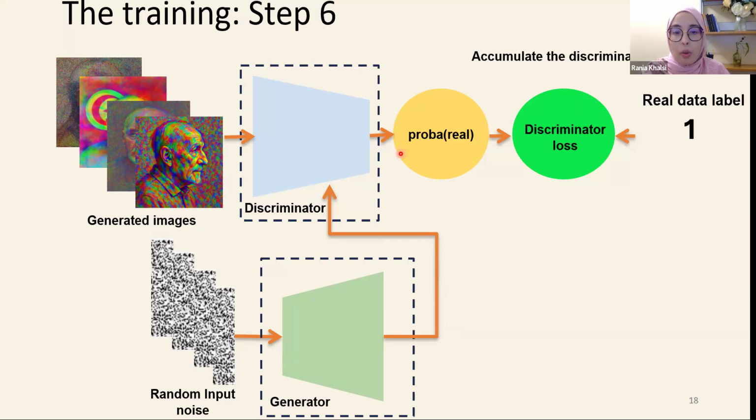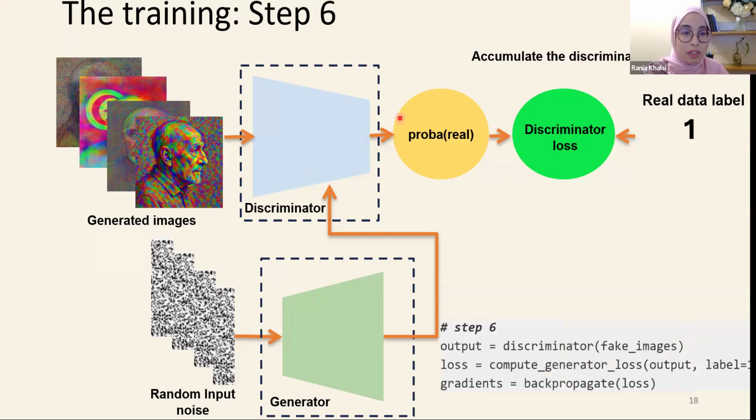Because we want to fool the discriminator, we now provide the fake images as if they were real data, and we give the model the real data label, which is equal to 1. Using the probability estimates and the ground truth labels, we can compute the generator loss. So we are going to consider all these points in terms of code.